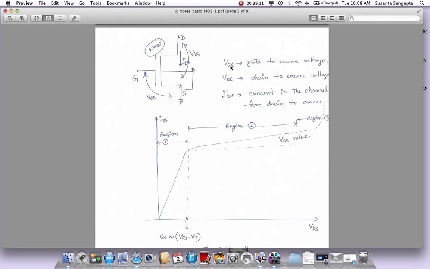So gate to source voltage, which is gate to bulk, is instrumental in turning on the channel. When the channel is turned on, the current flow is now determined by drain to source. So we'll use this term drain to source, and IDS is another terminology, which is the drain current. That's the current that's flowing in the channel, IDS.